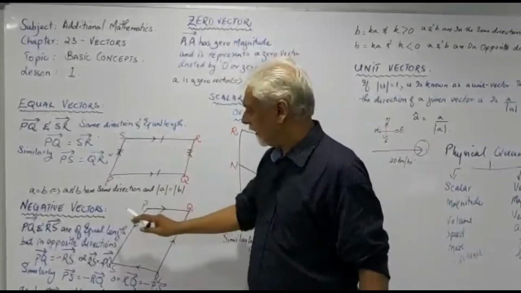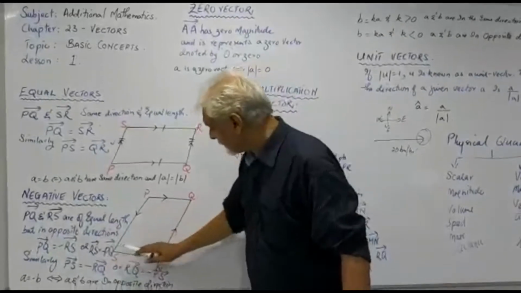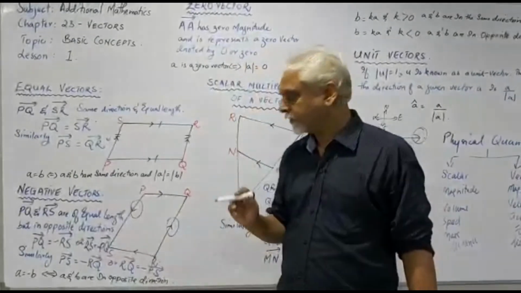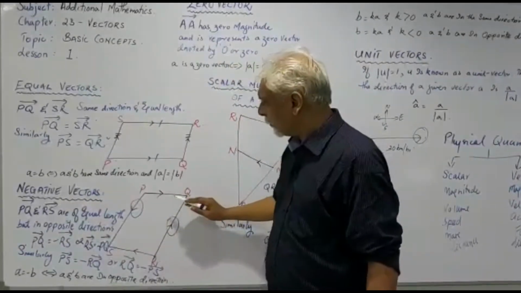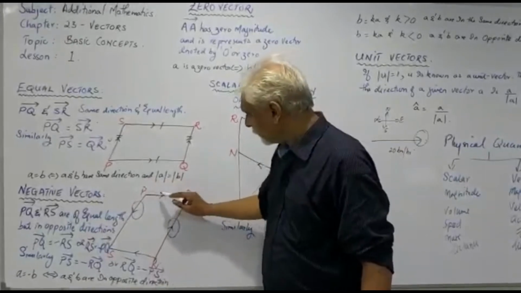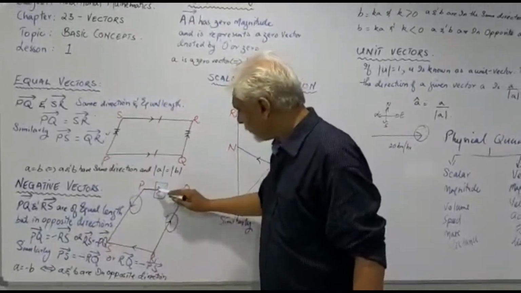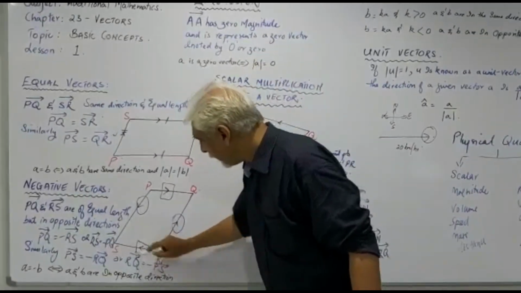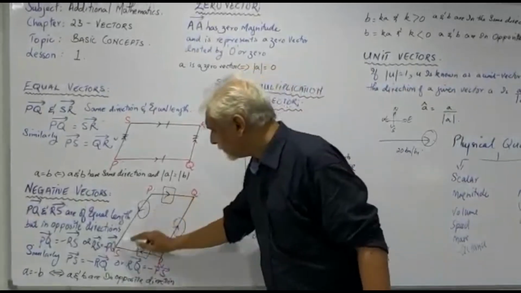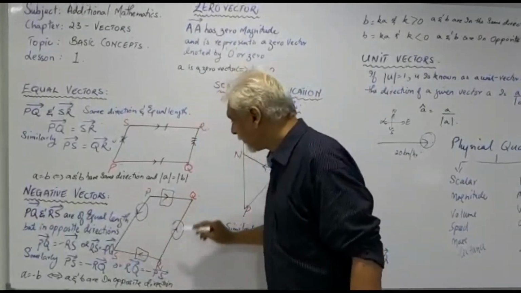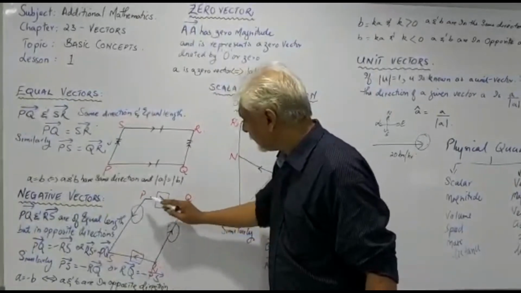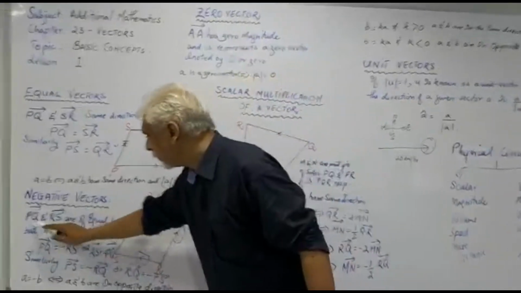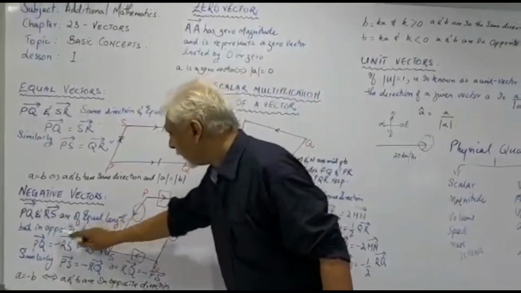Now let's move on to the negative vector. As you can see over here, PS and QR, the arrows are pointing in opposite directions. This is going downward and this is going upward. So this is a negative vector. Here you can also see that this arrowhead is moving towards the east, and this is moving towards the west. So we can say that PQ is equal to SR, but in the opposite direction. You can see here PQ and RS are equal in length, but in opposite direction.